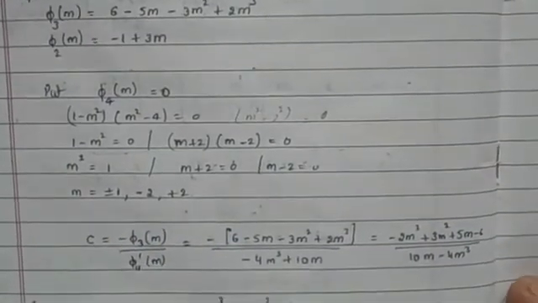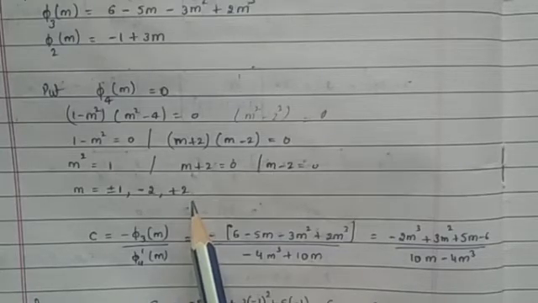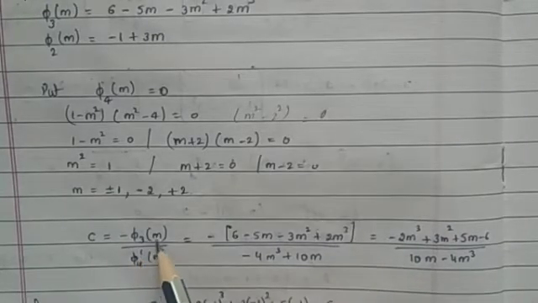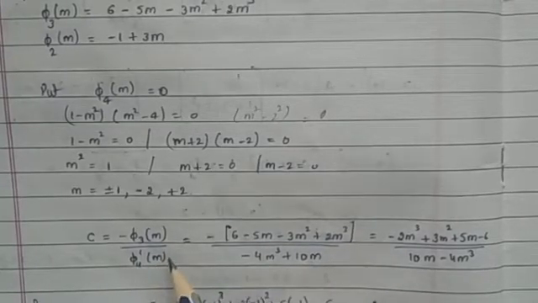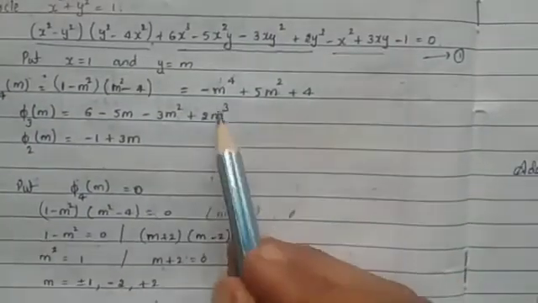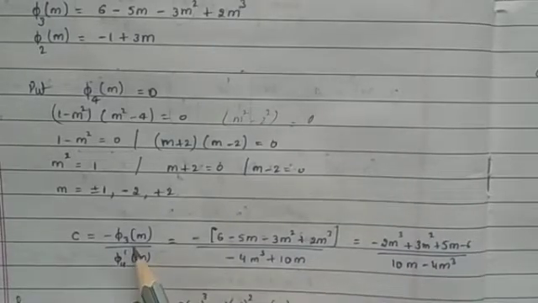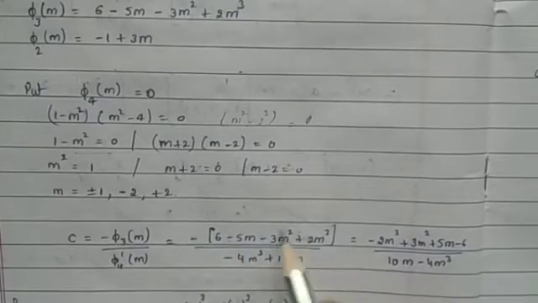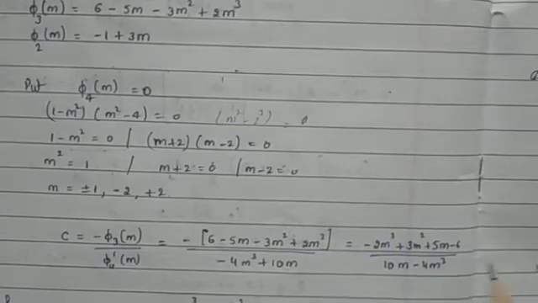Then we find the value of c. In this case we see 4 different types of roots. So using this formula we find the value of c, which is equal to −φ3(m) by φ4'(m). φ4'(m) means differentiation of φ4(m). φ4(m) is −m⁴ + 5m² + 4. This differentiation is −4m³ + 10m. φ3(m) is 6 − 5m − 3m² + 2m³. You simplify this, you get c = (−2m³ + 3m² + 5m − 6) / (10m − 4m³).